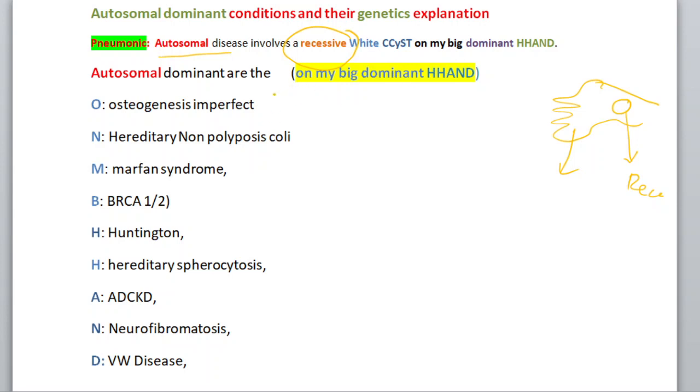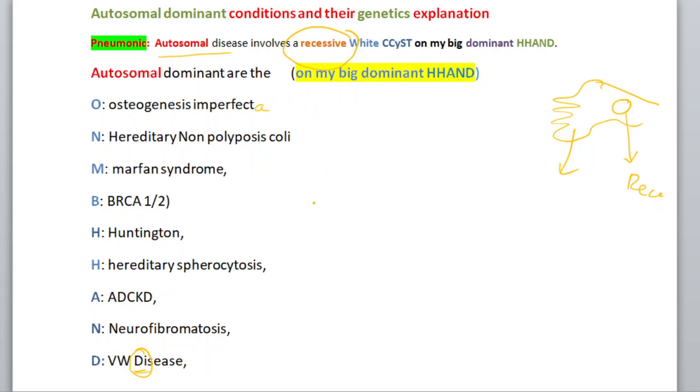O starts with osteogenesis imperfecta. N is for hereditary non-polyposis coli, M for Marfan syndrome, B for BRCA1 and 2 gene mutation, H for Huntington's, and H again for hereditary spherocytosis. There are two H's in the hand. A is for adult polycystic kidney disease, N for neurofibromatosis, and D for von Willebrand disease. So these are all the autosomal dominant conditions. Just memorize this mnemonic and you will be able to recall them all.